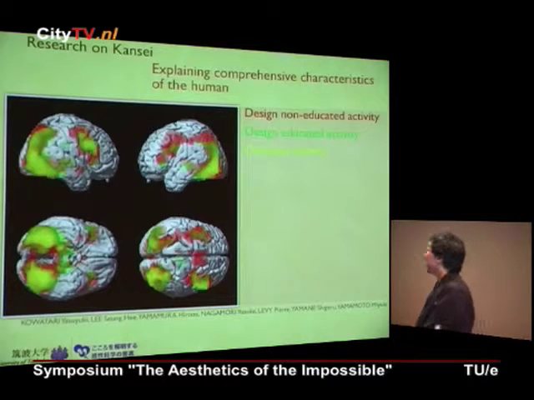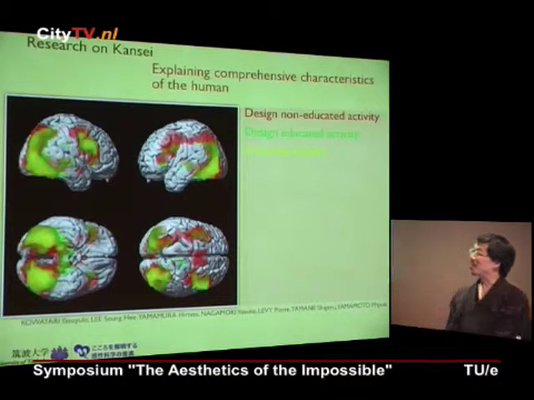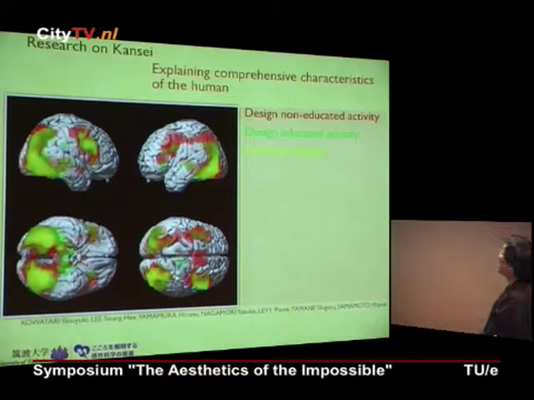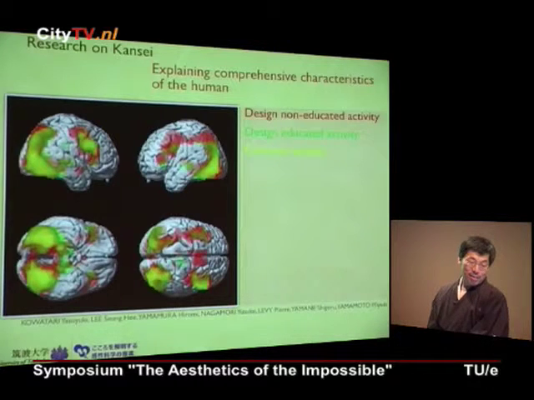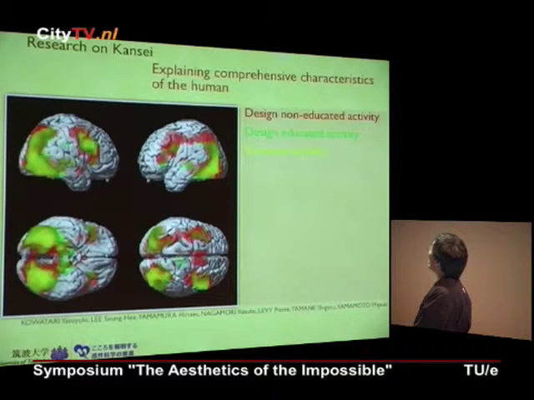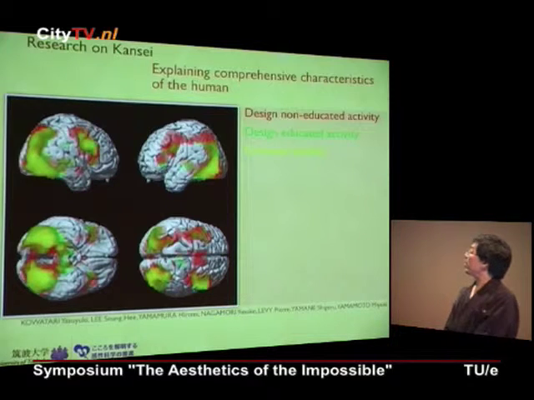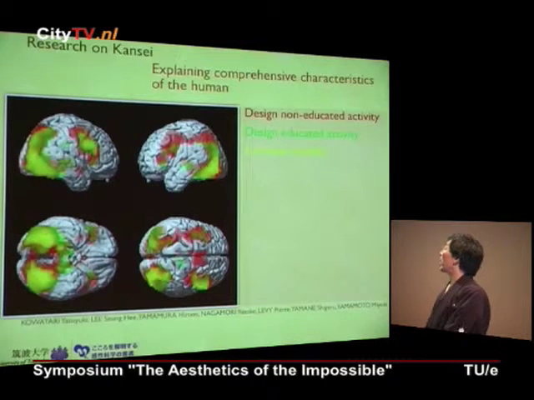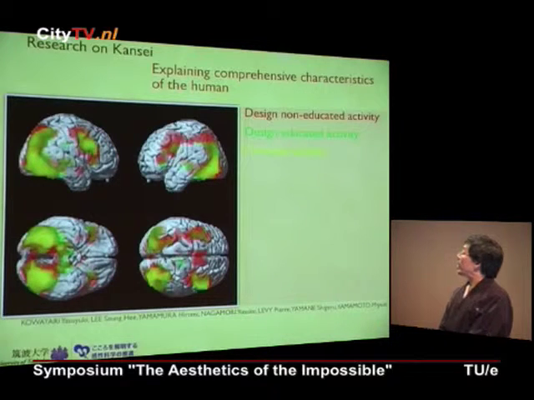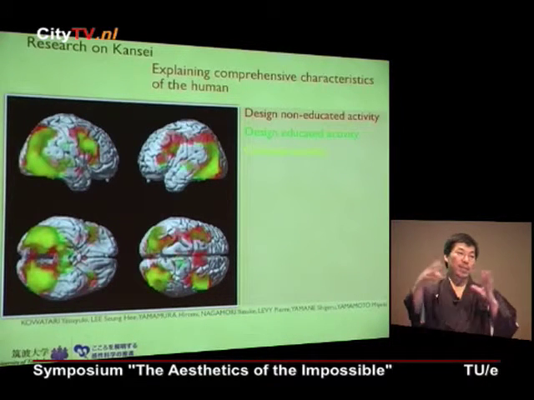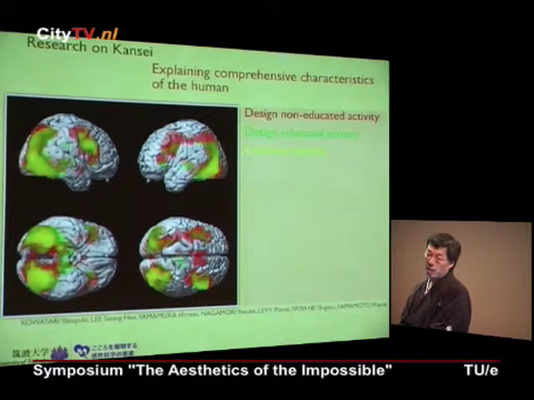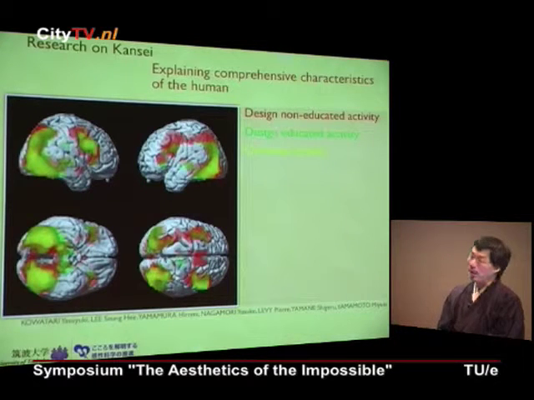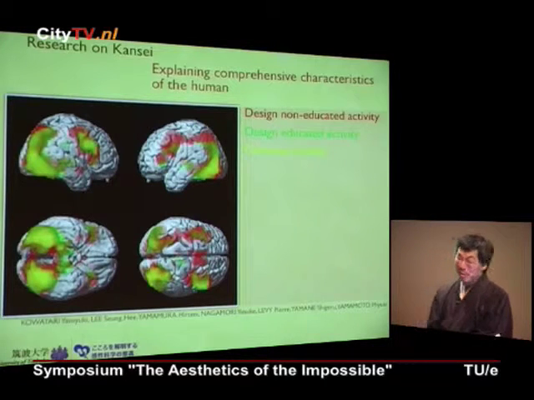Then, what's going on? They compare two different kinds of educated people. The red part is design non-educated people's activity, the green part is design educated people's activity, and the yellow is the common activity. This means the untrained people use a greater area of the brain. So education affects brain usage, making it more compact and effective. But not only effective usage.